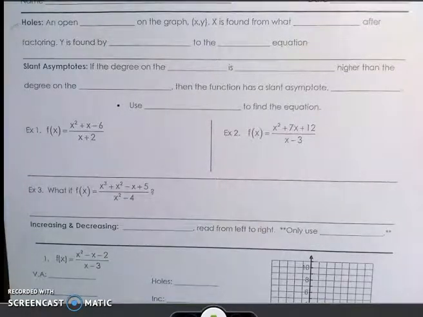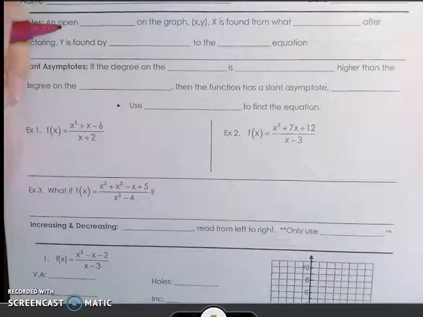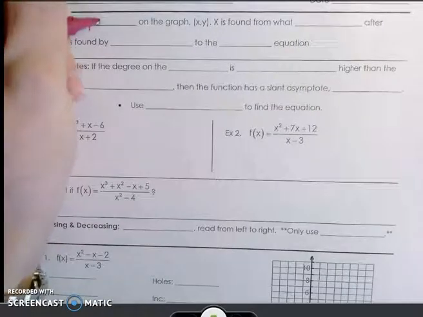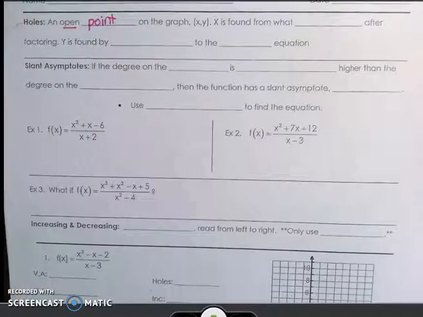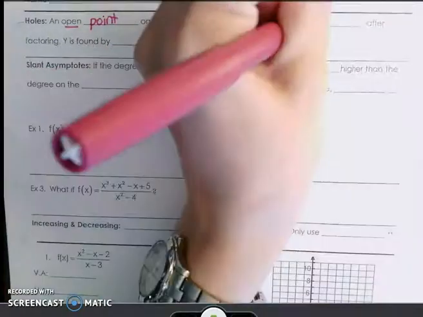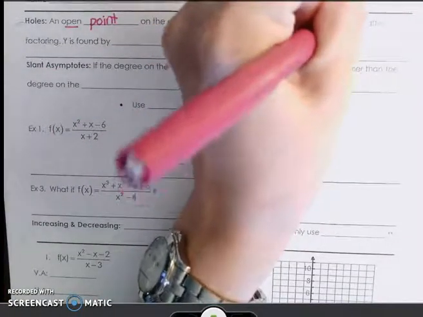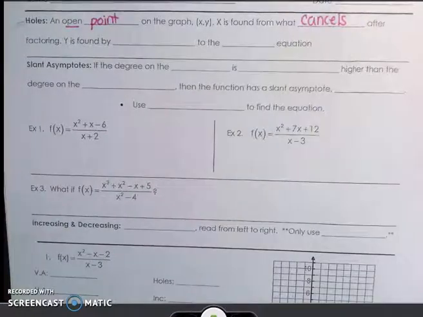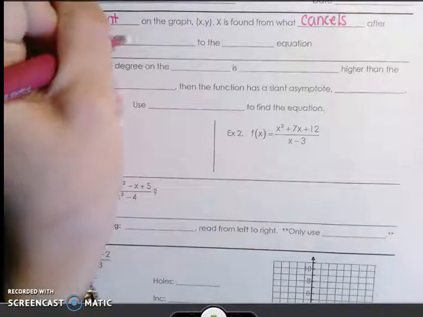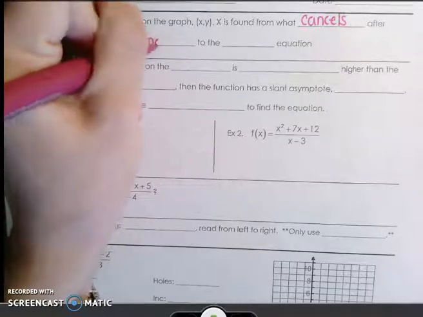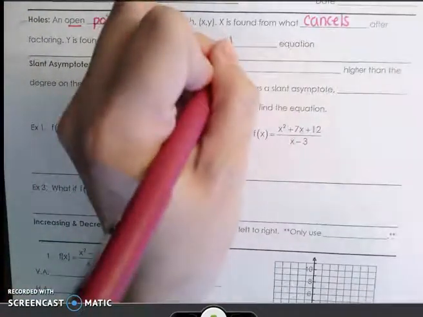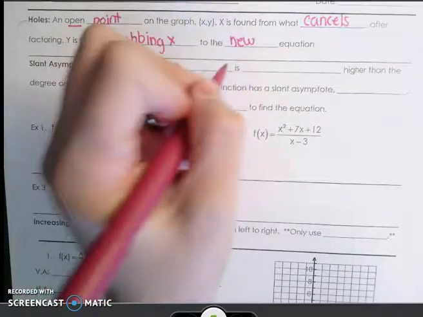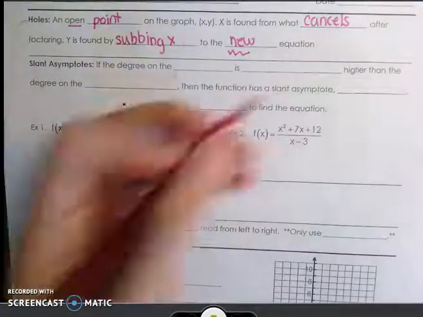Alright guys, so this is the holes in a graph. It can be kind of easy if you let it be, but it can also get a little confusing if you don't watch out. So first of all, it is an open point on the graph, the point (x, y), where x is found from what cancels after factoring, and y is found by substituting x into the new, or you could say the simplified equation, either one.